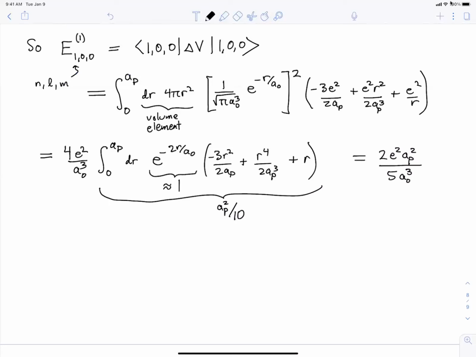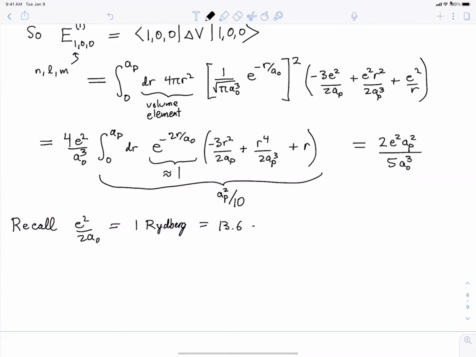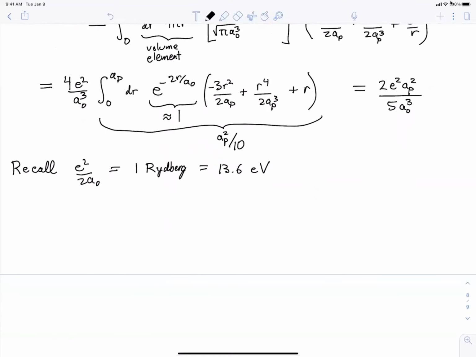Okay, so that's the correction to the ground state energy based on the fact that the proton has a finite size. And to put this into real number terms, recall that e squared over 2 Bohr radius is 1 Rydberg in energy, which is equal to 13.6 electron volts. If you know nothing else about the hydrogen atom and quantum mechanics, that's the number you should know. And so that means our first order correction to the energy is 4/5 times proton radius squared over Bohr radius squared in Rydbergs.